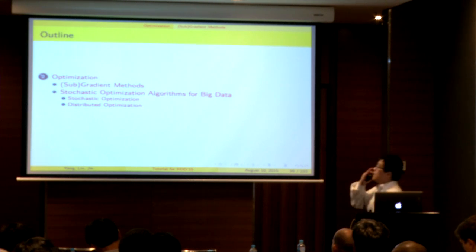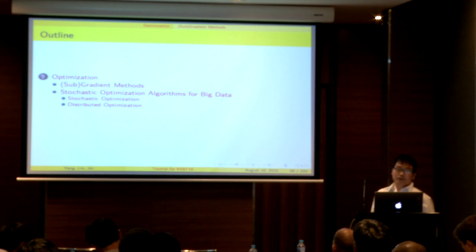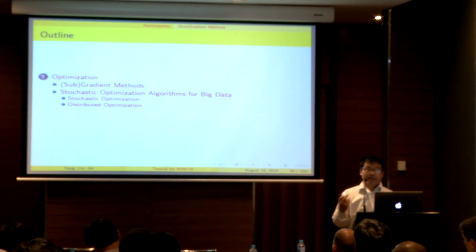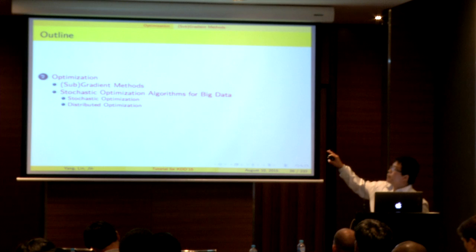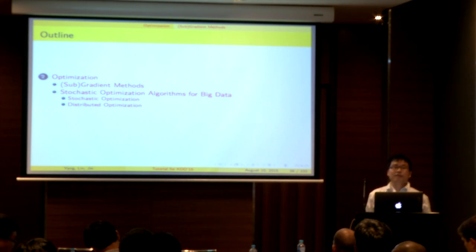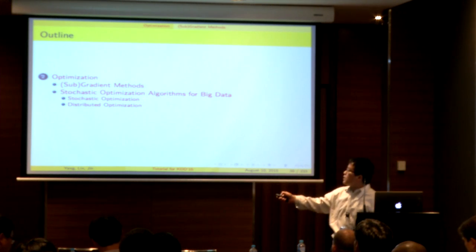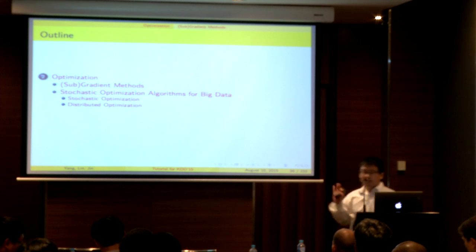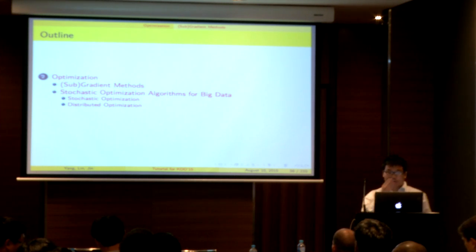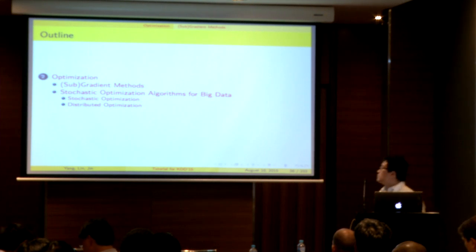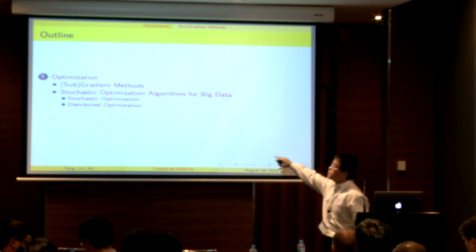So here's the outline of my part in this tutorial. First of all, I would like to introduce the gradient or subgradient method. In this part, I will focus on deterministic optimization. I'm not going to spend too much time on this part because this tutorial is mostly about stochastic and randomization methods. But it will give you some basic knowledge about first order optimization, which will help you to understand the rest of the parts.